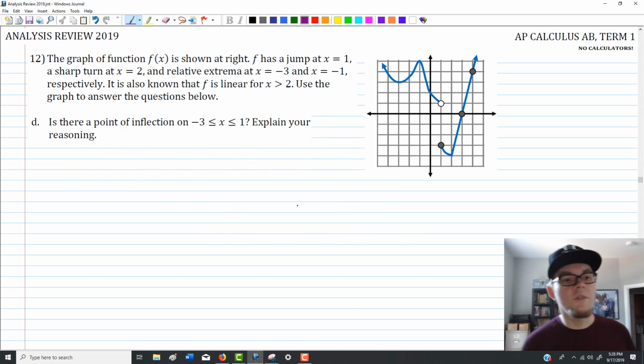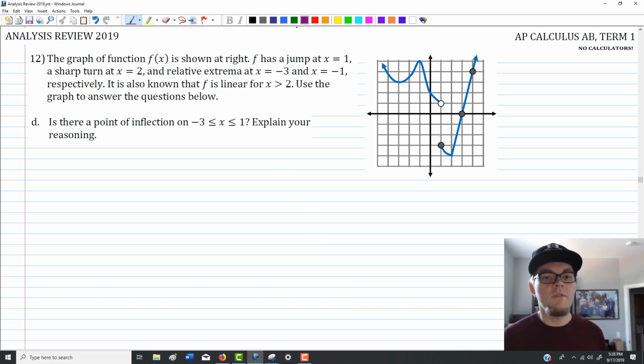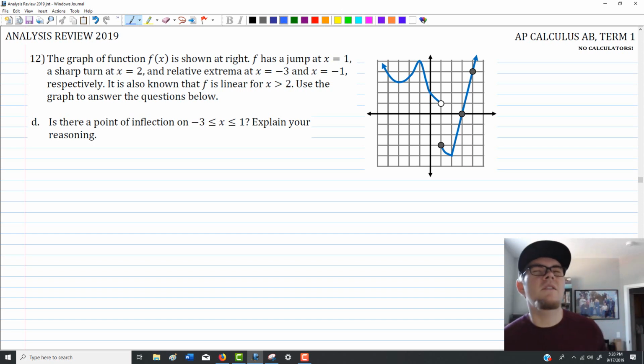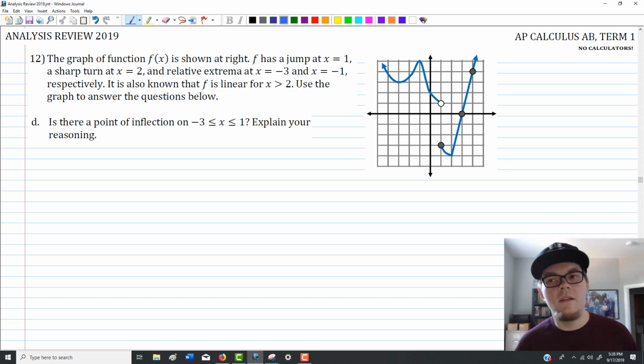Okay, next that brings us to D. Is there a point of inflection on -3 to 1? And I believe I actually asked this question on the 2017 AB class, Unit 3 exam. It might be off by 1 year. It might be 2018. I don't remember for sure. But in looking at here, we want to know if there's a point of inflection.